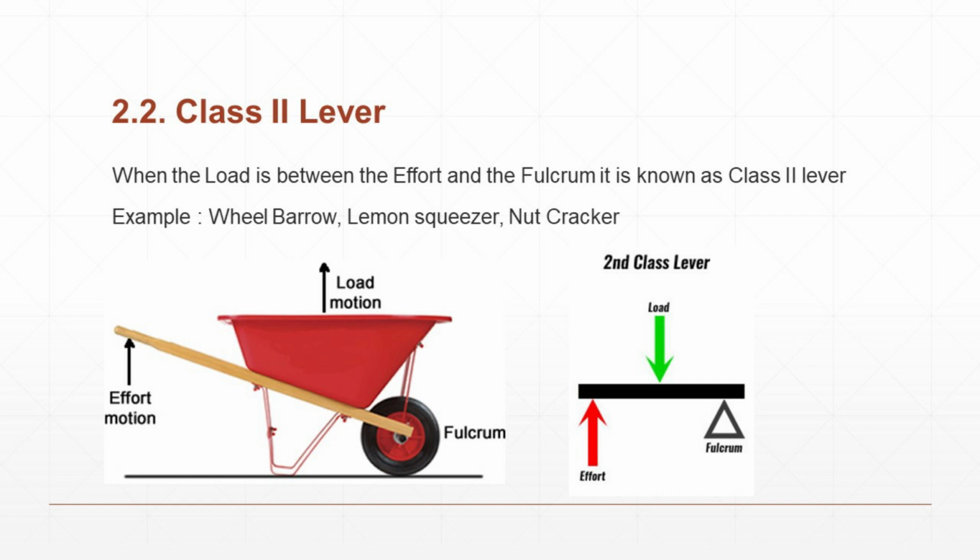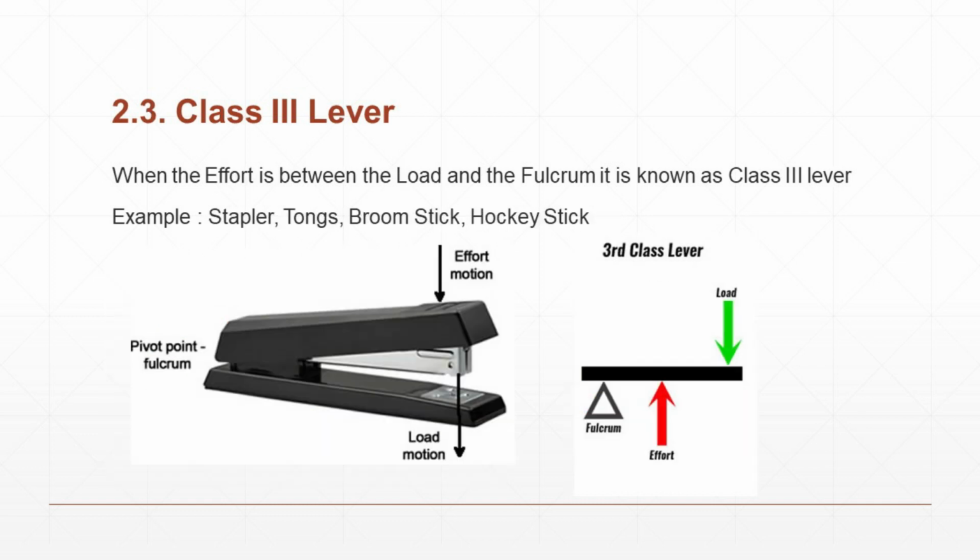Now let us pass on to the third class lever. When the effort is between the load and the fulcrum, it is known as a class 3 lever. Examples: stapler, tongs, broomstick, hockey stick, etc.